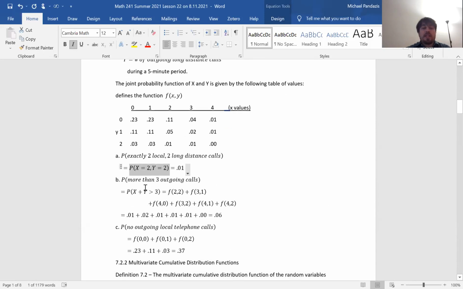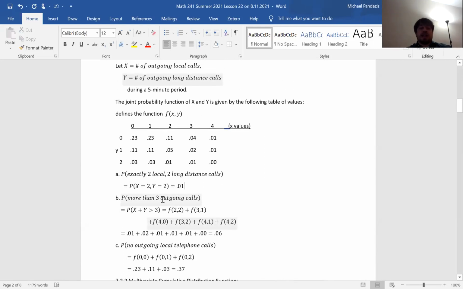They're both the same. And so I wrote it as equaling this because this is more expressive of what we're doing, right? And so this is saying more, and so you can see what I'm doing. And so that equals 0.01 according to the table. Okay, part B, what is the probability that there are more than 3 outgoing calls?